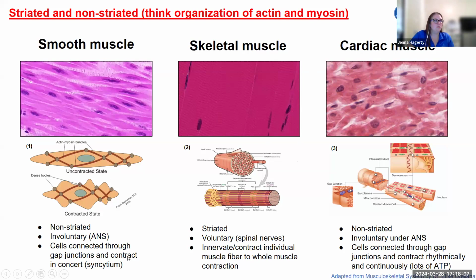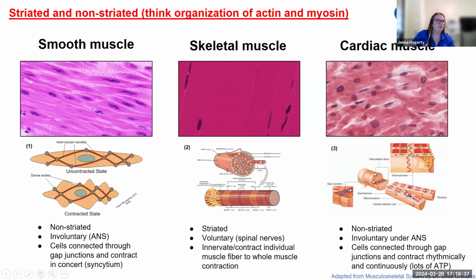For smooth and for cardiac muscle, this is under involuntary control, which means I don't think, oh, I'm going to move a muscle, and I move it. It just does it on its own. This is controlled by our autonomic nervous system. The muscle that is under voluntary control, so I want to move my arm, so I move it, is skeletal muscle, which is controlled by our individual spinal nerves. And then lastly, during contraction, how are these working?